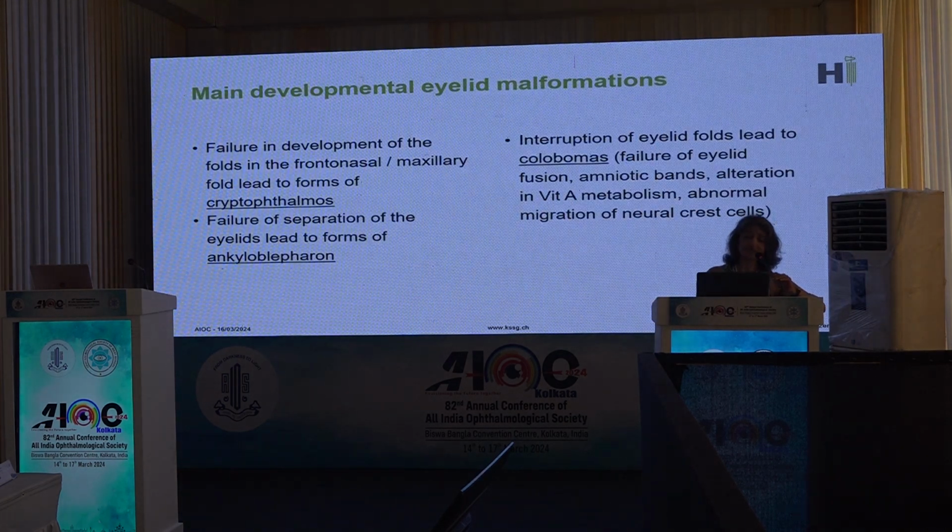So in this time, there is a possibility of developmental eyelid malformations, which is mainly failure in development of the folds, which can lead to any form of cryptophthalmos, failure of the separation of the eyelids, which can lead to any form of ankyloblepharon, and interruption of the eyelid folds, which can lead to any form of coloboma.